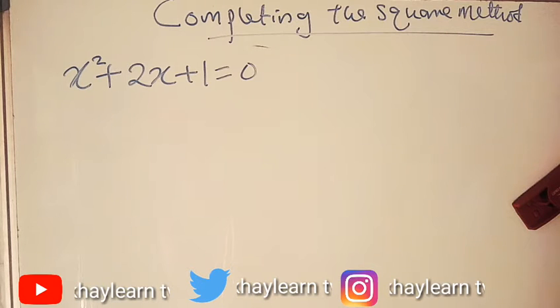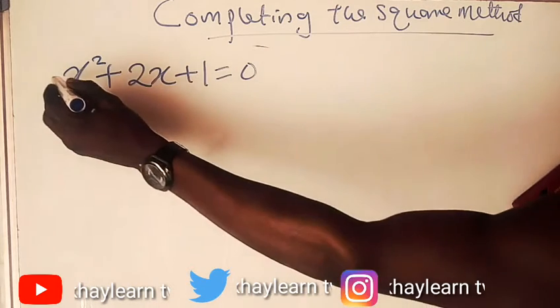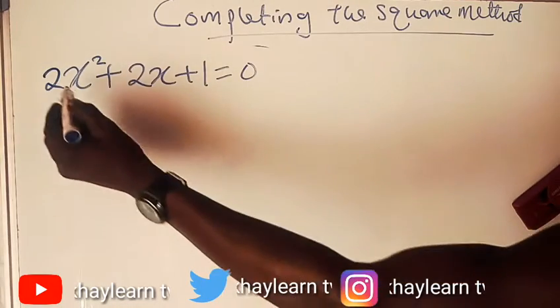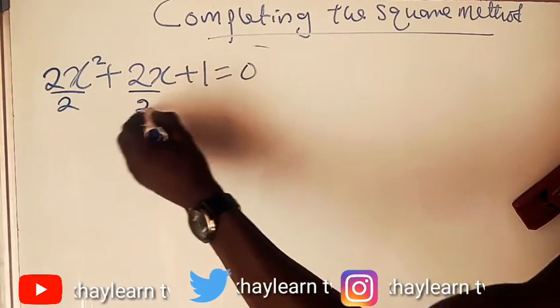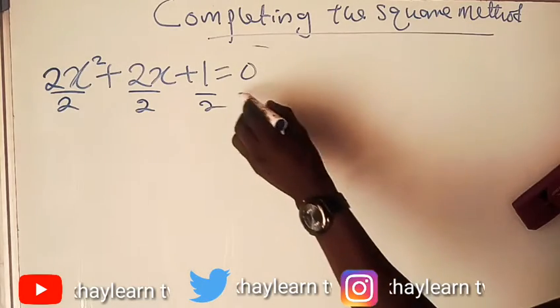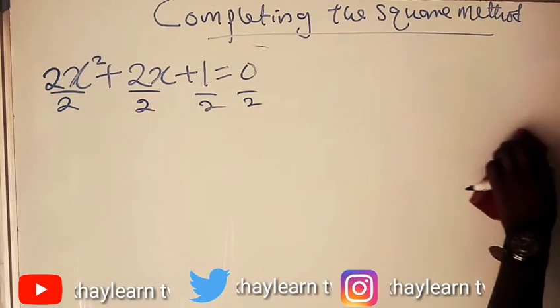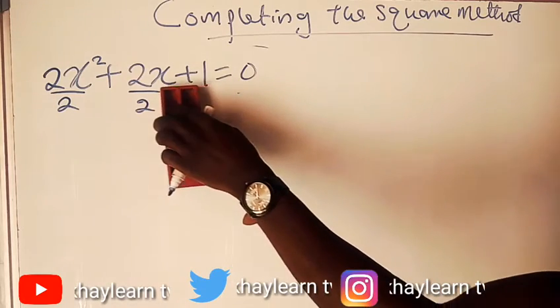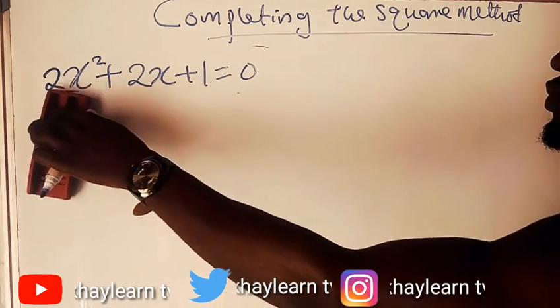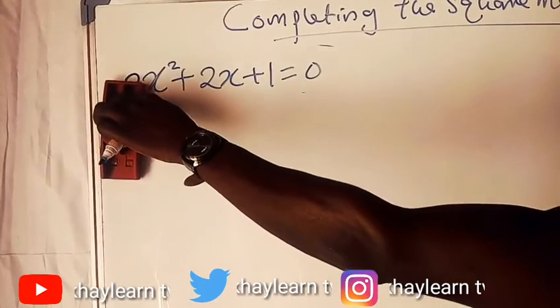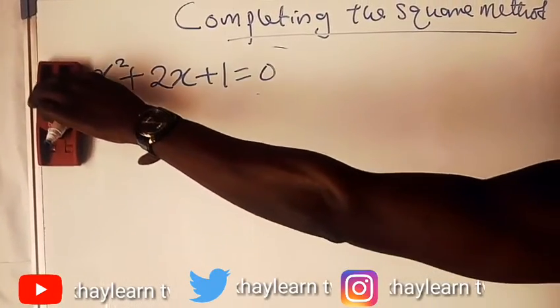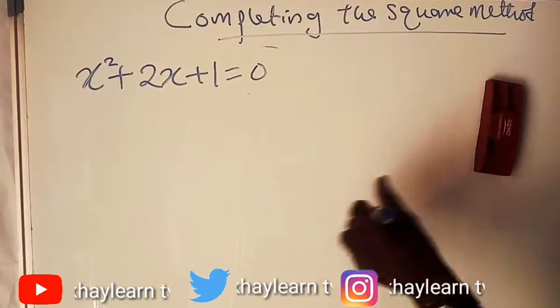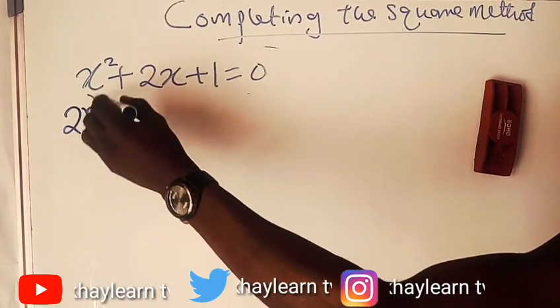Since the coefficient of x squared is 1, the first step will be skipped because it has no coefficient above 1. Assuming the coefficient of x squared is 2, that means the whole equation will be divided by 2 everywhere. Since the coefficient of our equation is just 1, we are not going to take step number 1. We just skip step 1 and take step number 2, that is the second step.